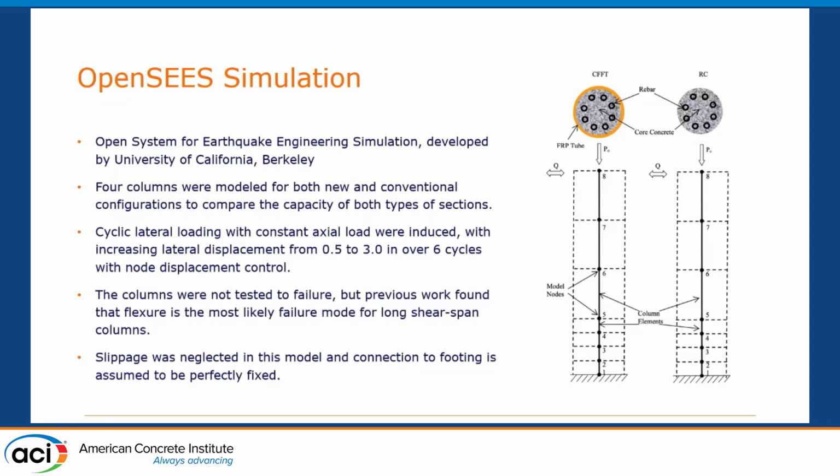So the column was using the regular reinforcement or UHPC and with or without FRP tube. Both were simulated using a 7-section column model under either a cyclic test on the top or ground motions, which I'll talk about at the end. The columns were tested under displacement control from 0.5 inch to 3 inches, which is not toward the failure. The slippage was neglected, and the connection was assumed to be perfectly fixed.